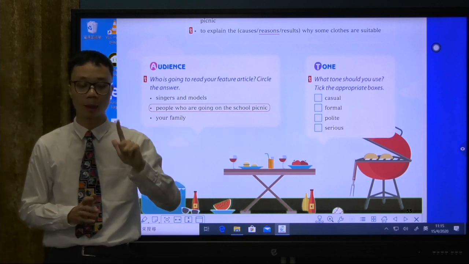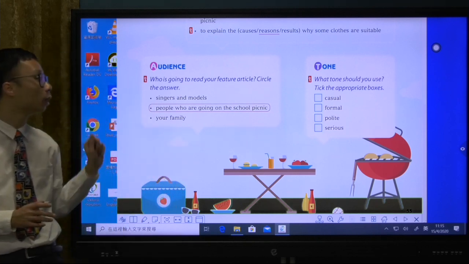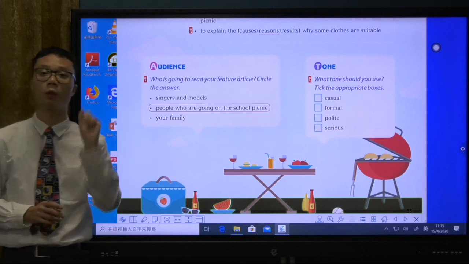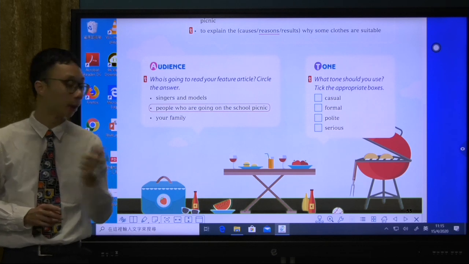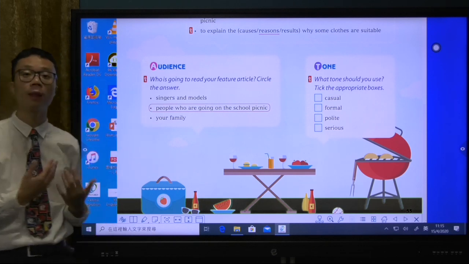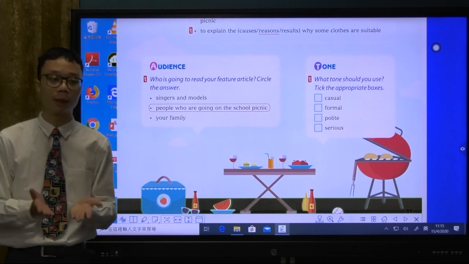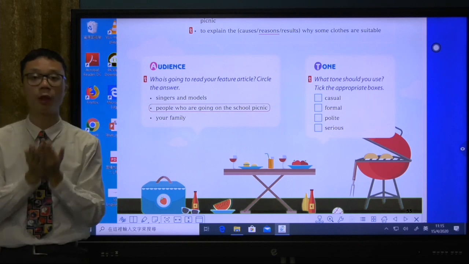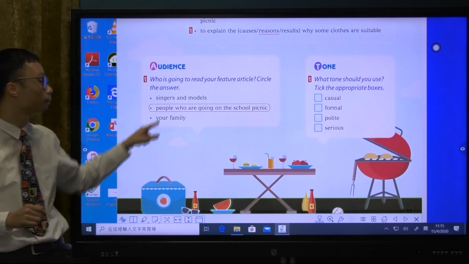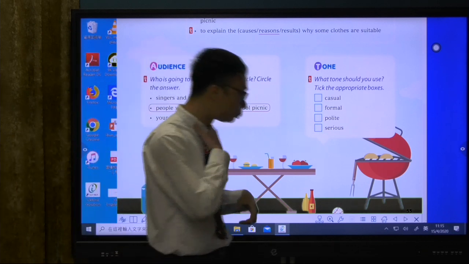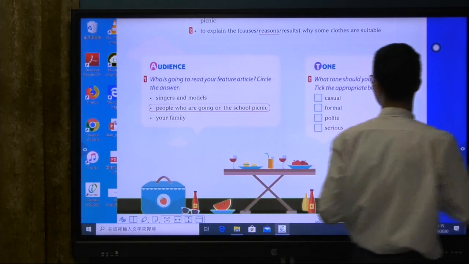School newspaper, newsletter. So you should recall that when you write, you need to know who you are writing to, who is going to read your article. If it's not your family, you don't have to say, oh, our son will be safe, our daughter will be safe in this trip, because you're writing to people who are going to the school picnic.